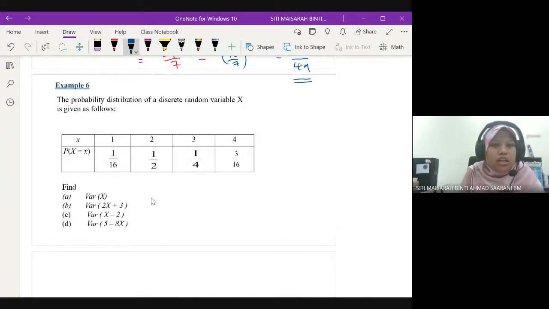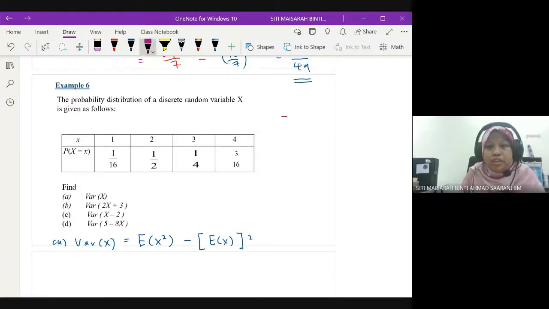Okay, yang ini the probability distribution of a discrete random variable X is given as follows. Dia still samalah, ini dia bagi PDF juga, X dengan Px equals to X. Okay, the first question, dia nak cari variant X. So variant X, macam yang Mary sebut tadi, still kena cari EX square, kena cari EX. Kalau ikutkan formula dia, EX square tolak EX kuasa 2. Okay, so first kena cari EX square. EX dululah, kita cari EX dulu.